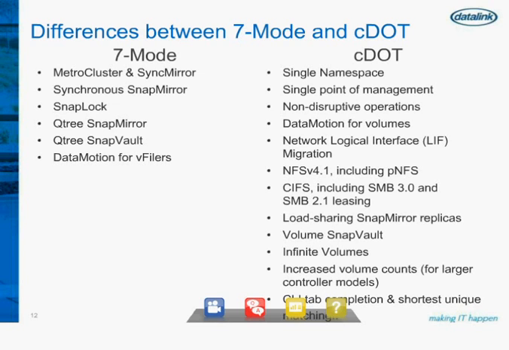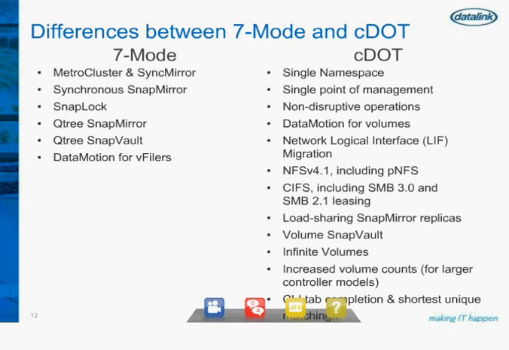So beyond just the ability to aggregate hardware in a scale-out model, going up to 24 nodes, up to 56 petabytes of capacity in a single cluster, that goes far beyond what 7-Mode is possible. Even within the same hardware, a single HA pair, we have increased volume counts on the larger controller models.